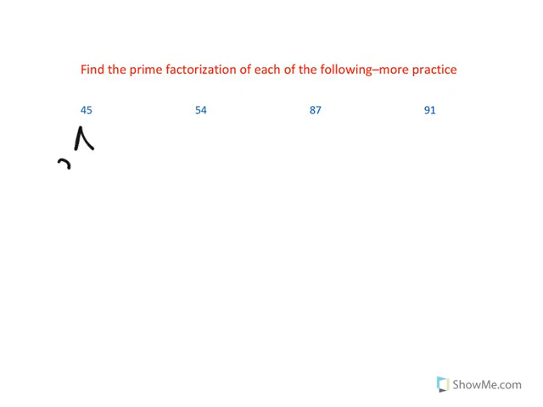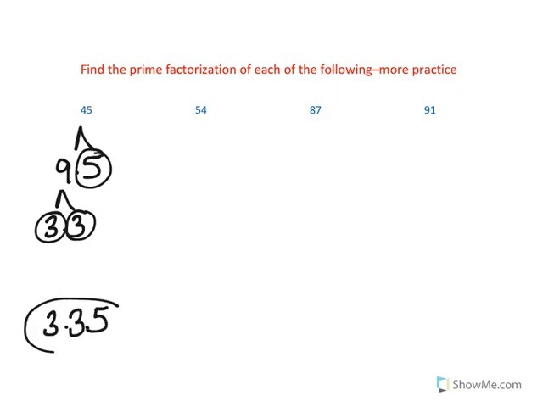All right, 45, 9 times 5. 5 is prime. 3 times 3. 3's are prime. 3 times 3 times 5. Checking. 9 times 5 is 45, and this is 3 squared times 5.